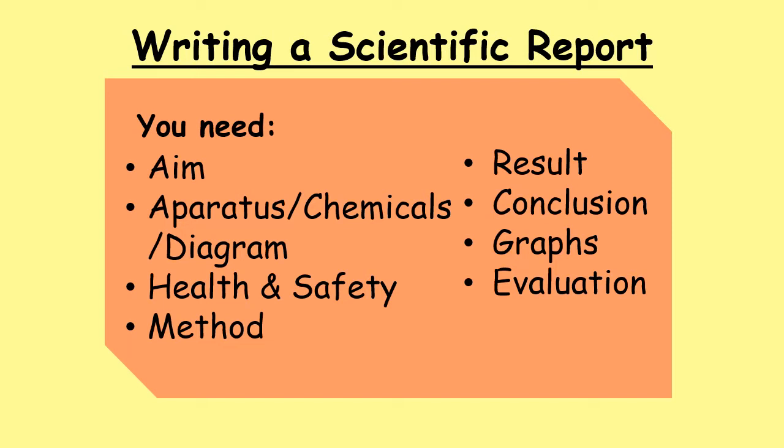Now, normally whenever you are doing a rate of reaction experiment, you would be expected to write a report. The different sections when writing a scientific report are: you need an aim, you need your apparatus, the chemicals used, and a diagram. You would need to talk about the health and safety. You would need a method. You would need results in a table, write a conclusion, draw a graph, and then evaluate your experiment.